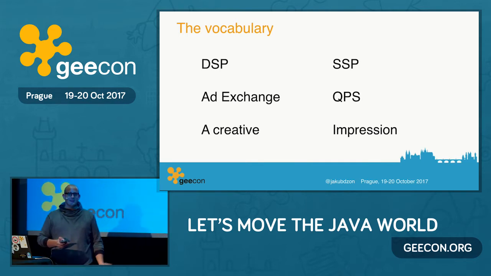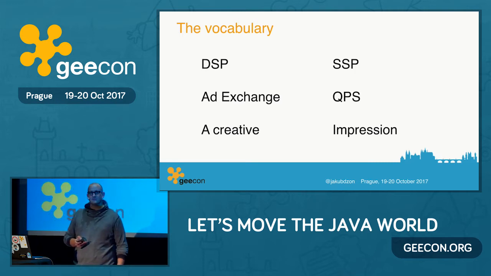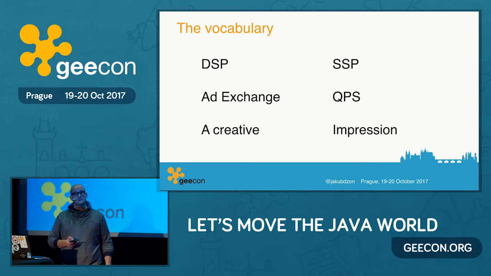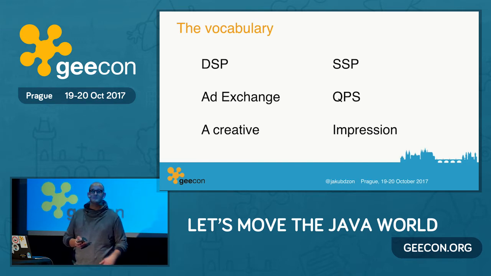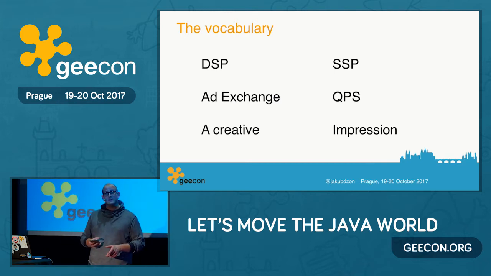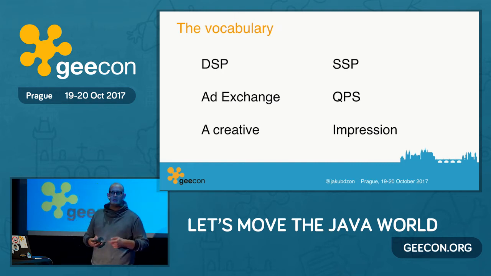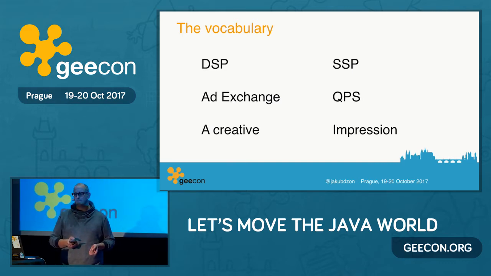Let's start with DSP. DSP is a demand-side platform, which is a service or system that's responsible for buying ad space on behalf of its customers, which are advertisers. SSP, on the other hand, is a supply-side platform, which is a system that's responsible for selling ad space on behalf of publishers. So these are opposite sides of the trading. Ad exchange is the middleman here between DSPs and SSPs, which is responsible for running auctions on ad space, which are created mostly by SSPs.